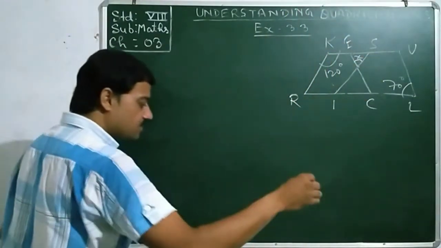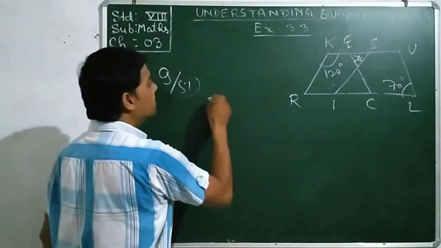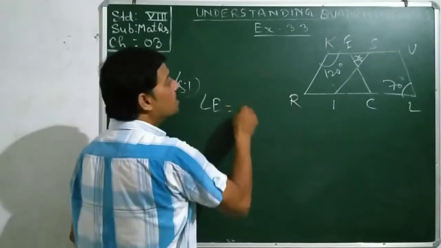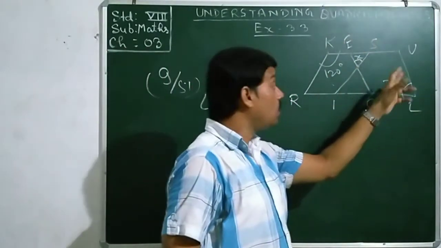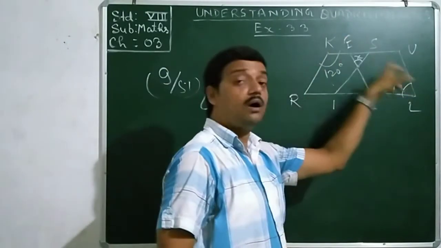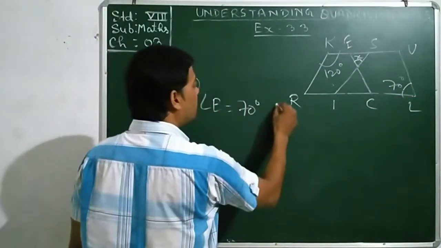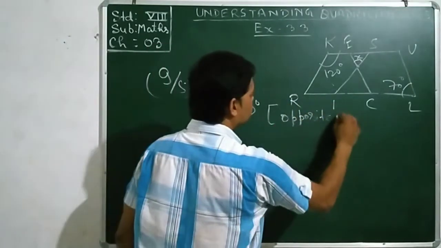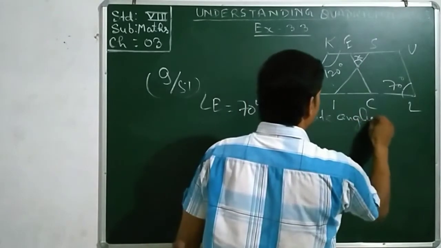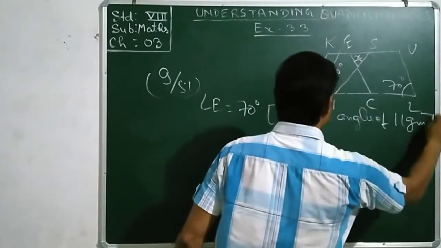Let us try first to find angle E. Of course, angle E will be, not vertically, but opposite angles of parallelograms, 70 degrees. You can write the reason here: opposite angles of parallelogram, that is CLUE.